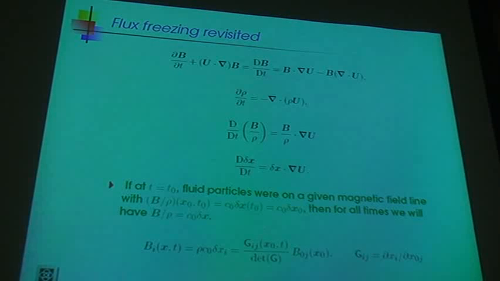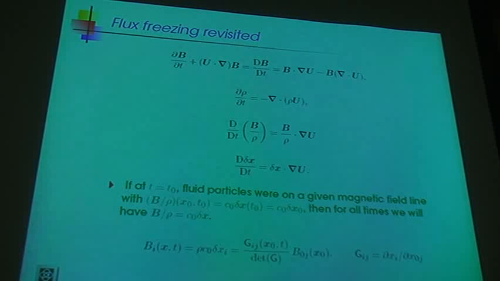Before doing this, I just thought I should mention one more thing, which is, for the students, of course, flux freezing revisited. Many of you may know this already. We were always thinking about flux freezing as something where the flux through a loop is frozen, but there's an equivalent formulation of flux freezing which is very interesting. I think you can find it in Landau-Lifshitz.